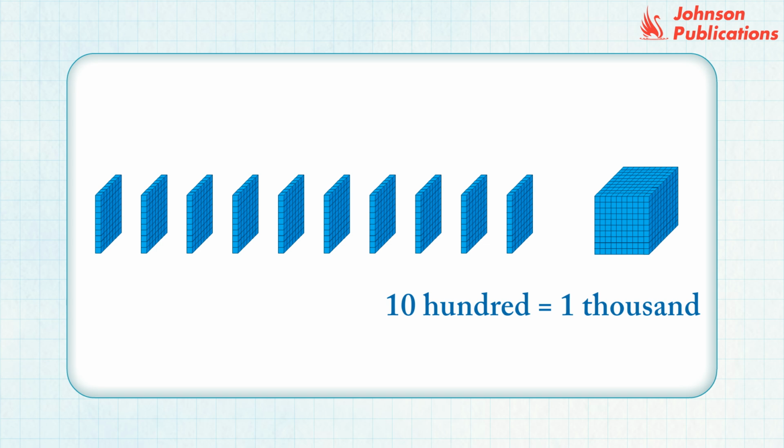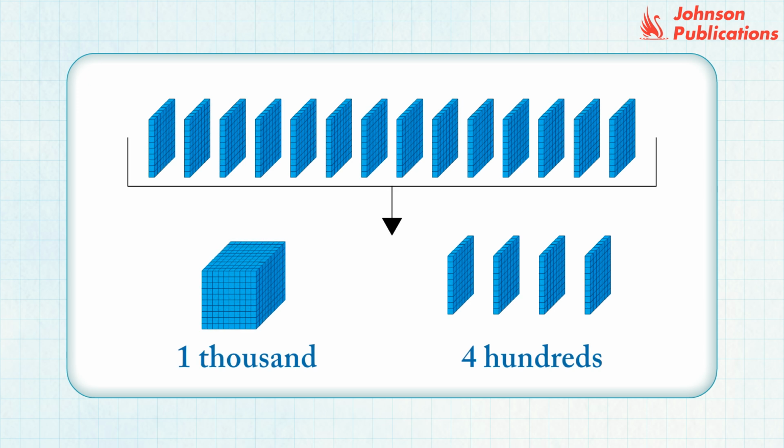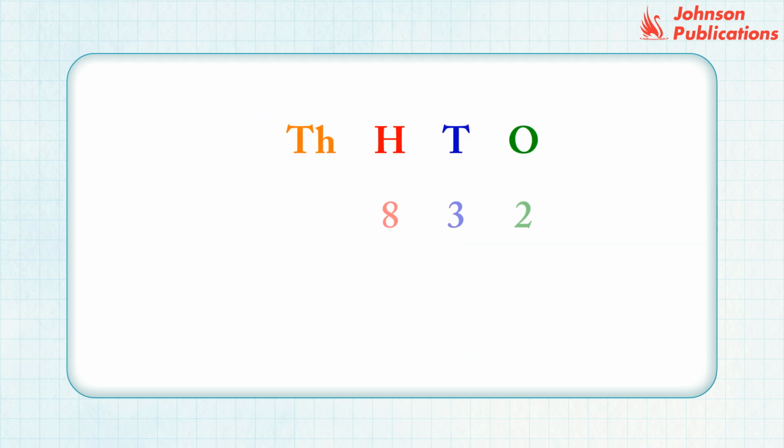Let us check if we group all the hundreds together, what number can we make? 14 hundreds can be regrouped as 1000 plus 4 hundreds. Let us understand through an example. Add these two numbers. Step 1.